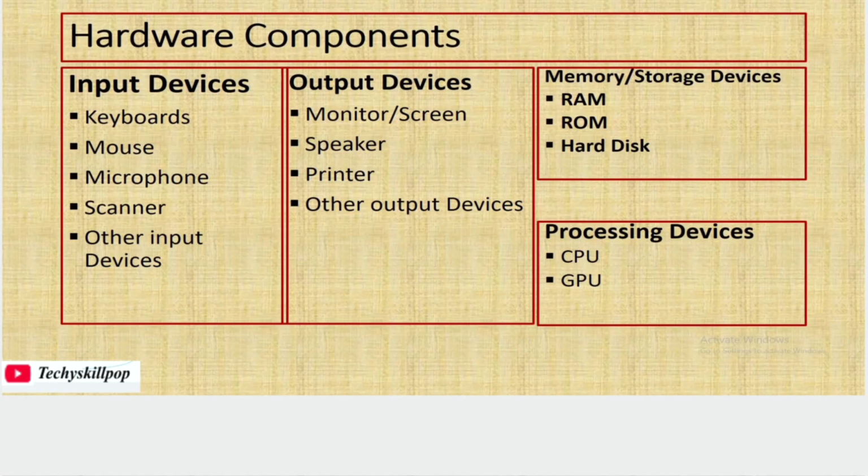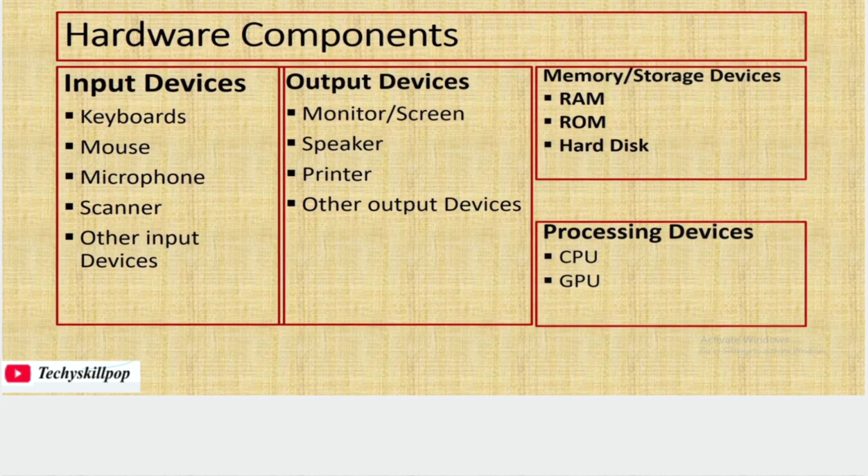Hardware components include the input devices, the output devices, the memory and storage devices, and processing devices. Input devices include the keyboard, mouse, microphone, scanner, and other input devices. Output devices include the monitor or screen, speakers, printer, and other output devices. Memory devices include the RAM, the ROM, the hard disks, and other memory devices. While processing devices include the CPU and GPU.